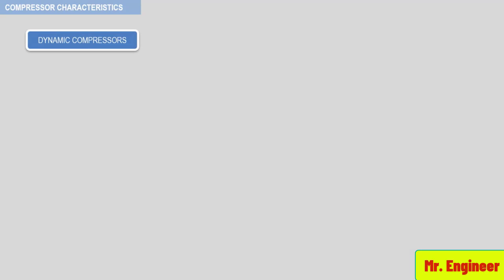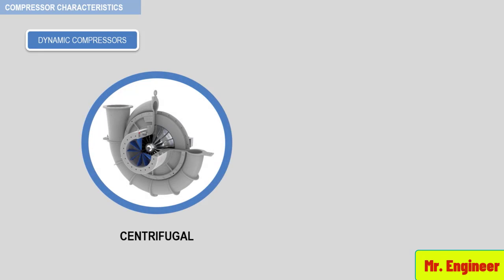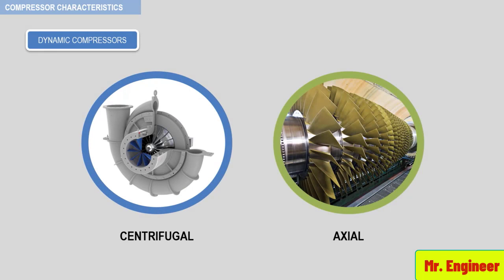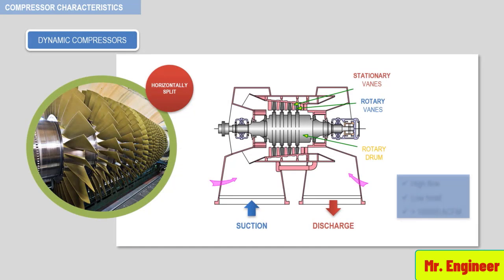Dynamic compressors increase the pressure of a gas by using rotating blades to increase the velocity of the gas. Types include centrifugal and axial compressors. The following figure is the assembly drawing of an axial compressor.